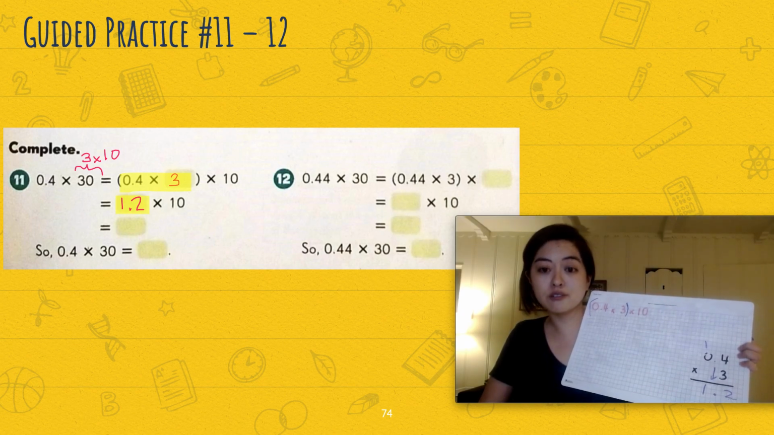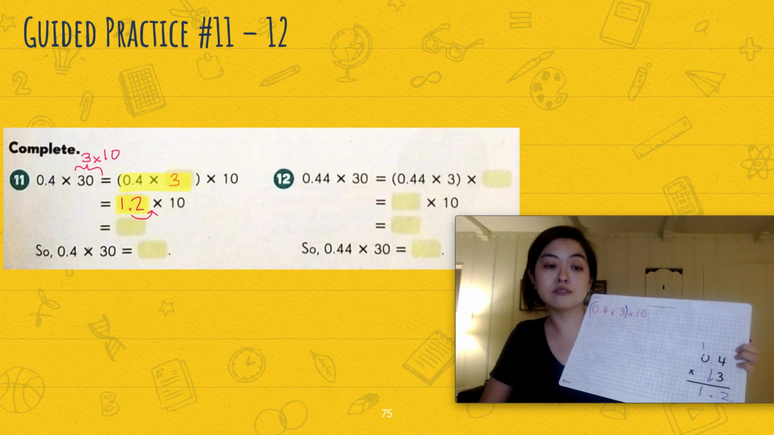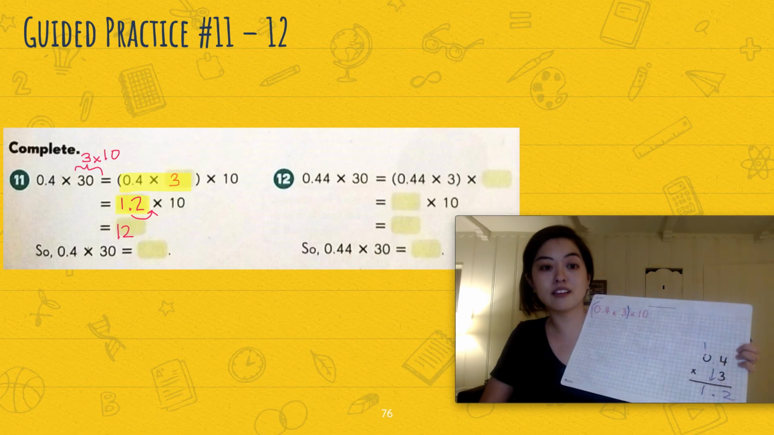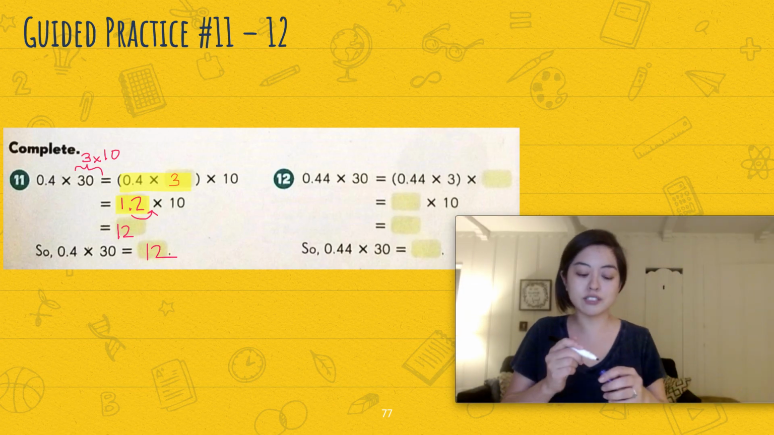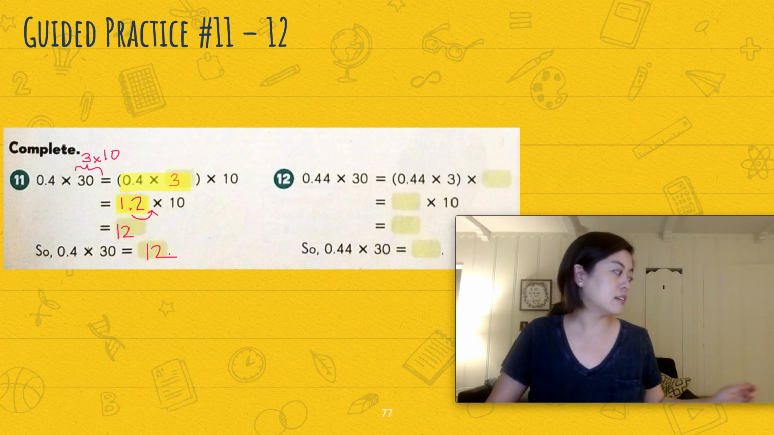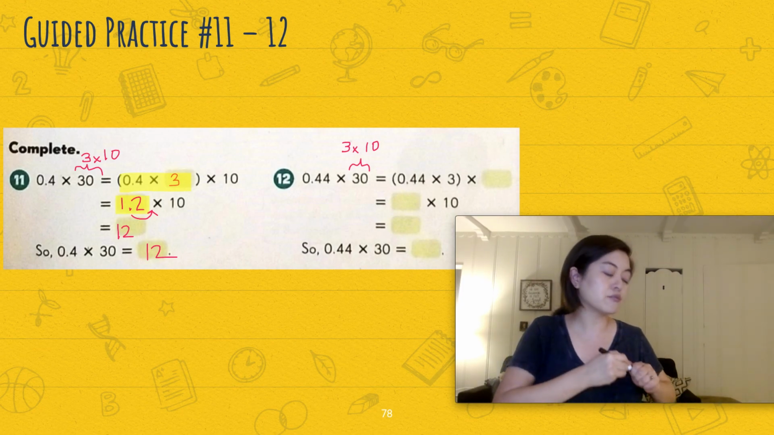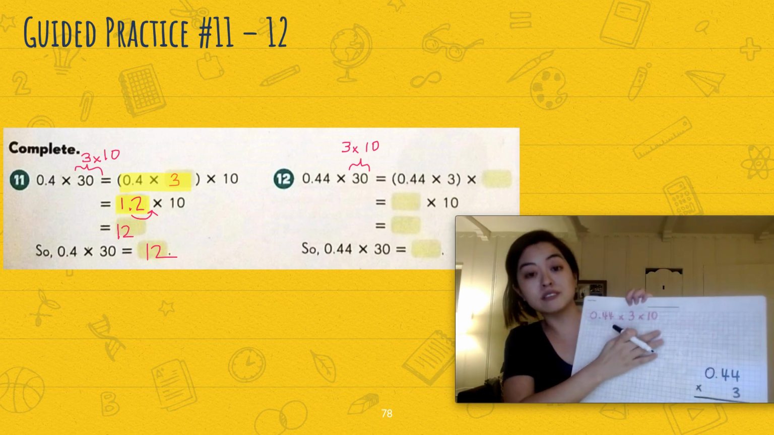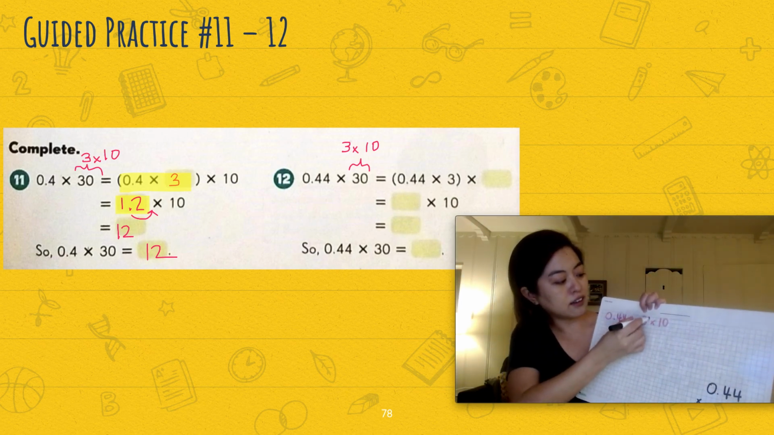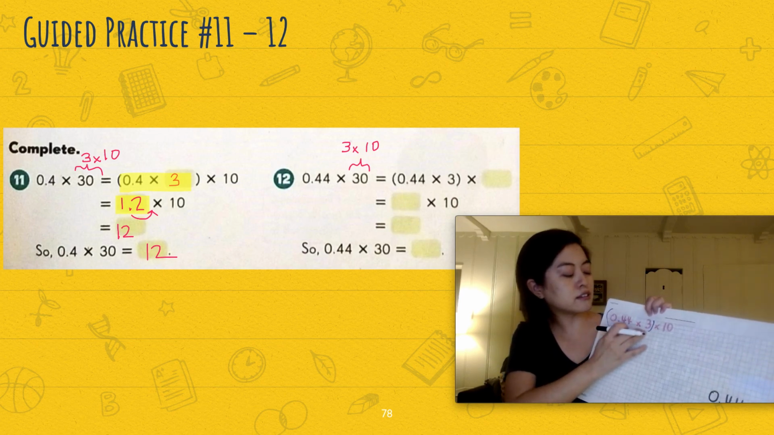So now 1.2 times 10 is what? Well, I'm just going to move the decimal point over to the right once, and that becomes 12. Right? Let's look at 12. We have 0.44 times 30, and that's the same thing as saying 0.44 times 3 times 10. And again, our goal is to multiply something by 10.